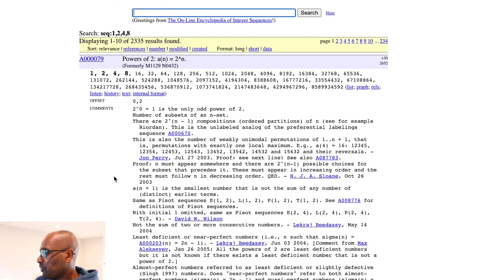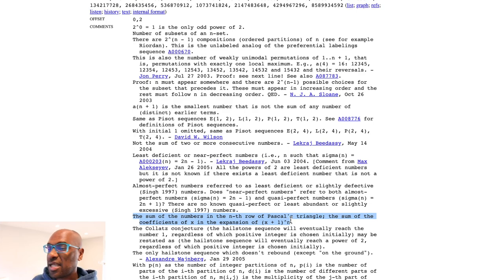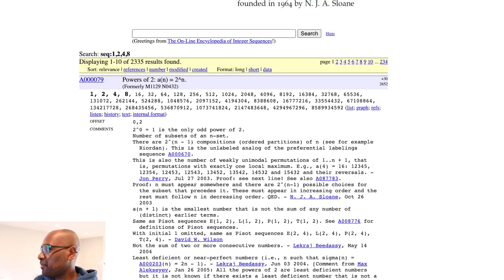For example, a sub n plus 1 is the smallest number that is not the sum of any number of distinct earlier terms. Right, so this gives us ideas of problems that we can actually come up with dealing with these sequences. For example, this note notes that 2 to the n is the sum of the rows of Pascal's triangle. So we have an identity relating binomial coefficients and 2 to the n.